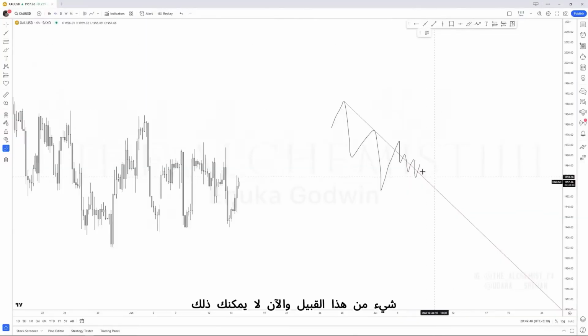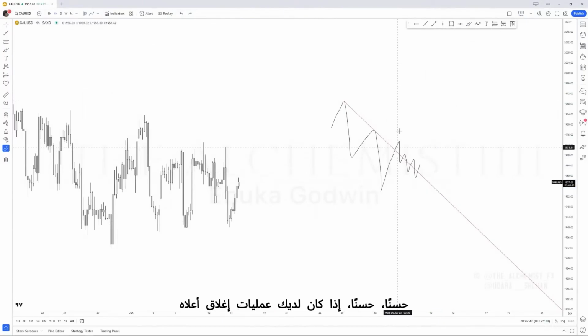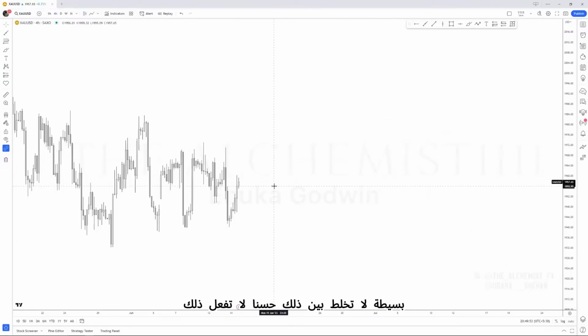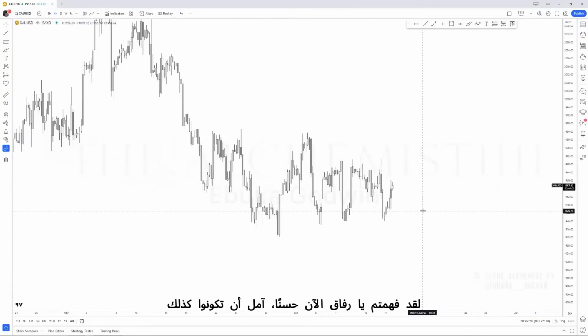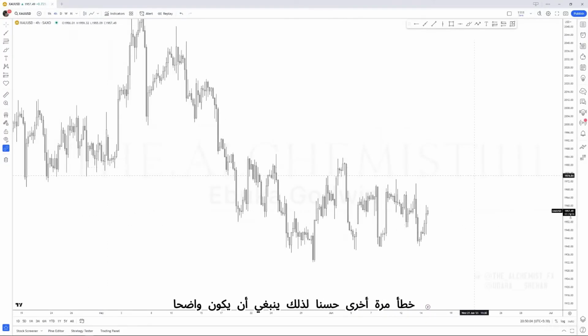So now you cannot use this trend line again for a trade like this. Remember that very well. If you have closings above or below the trend line, you cannot use them. That is very simple. Do not confuse that. I saw many people making the same mistake. Hope you guys understood it now, so do not make that mistake again. It should be clear.